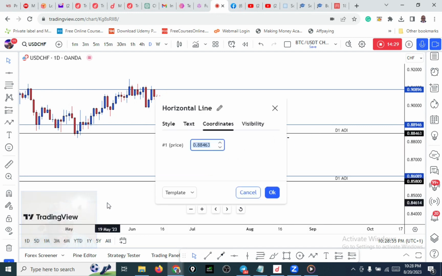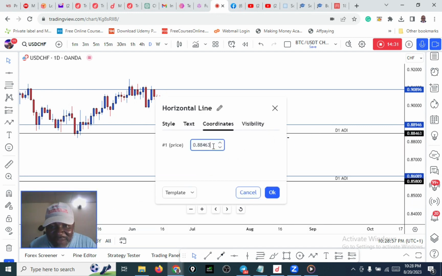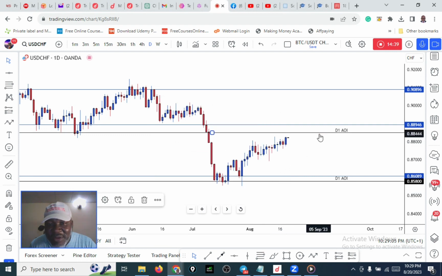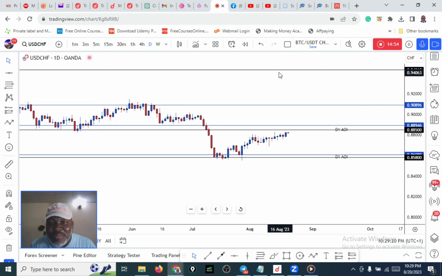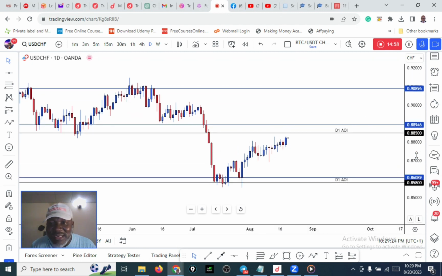Let's change this one to the round number. Let's unlock it and change it to the round number. We can make this 8500, which is a round number. We can lock it up there. This other one is our weekly level, so let's leave the weekly levels. Price still has a long way to go here, so we might not bother about that level for now.